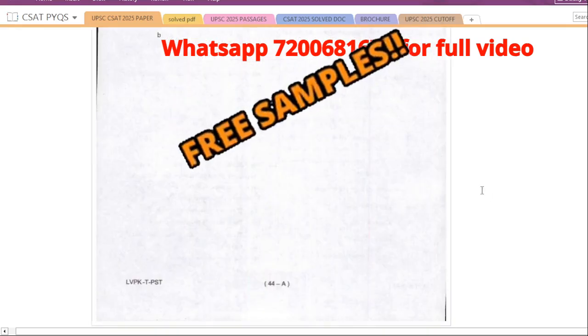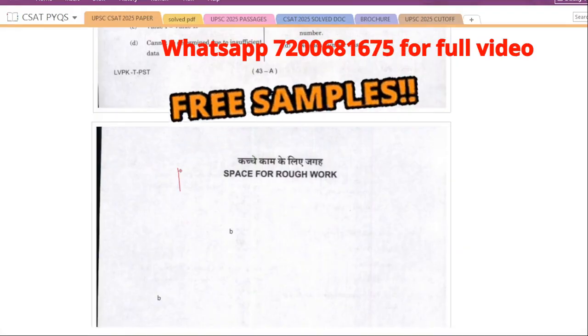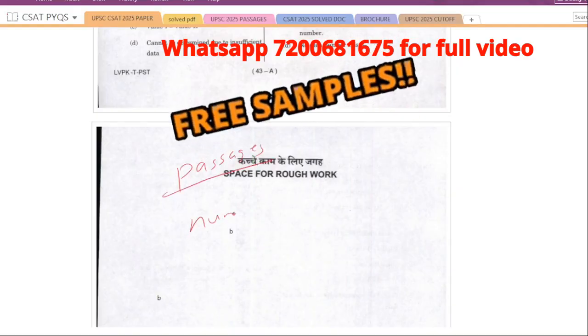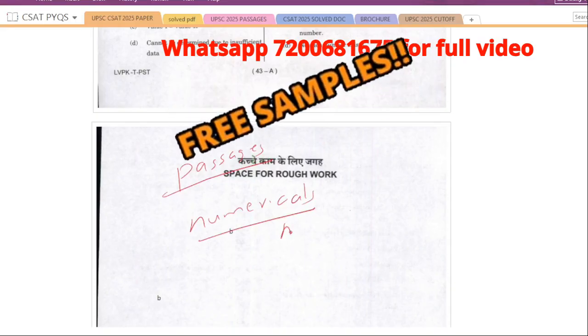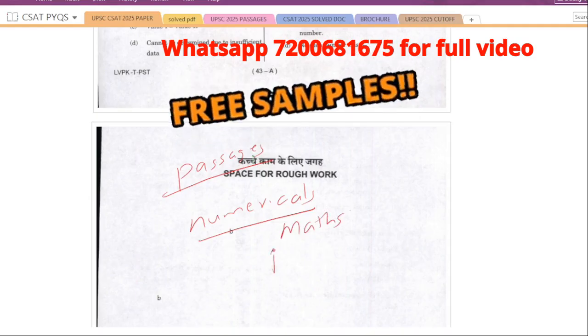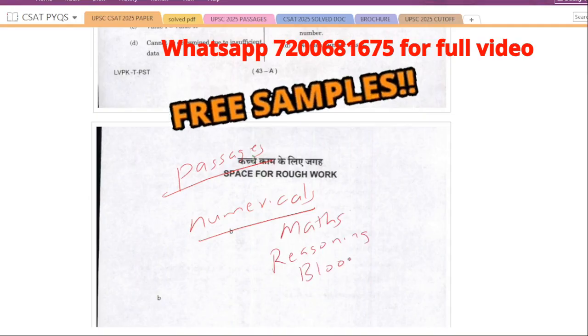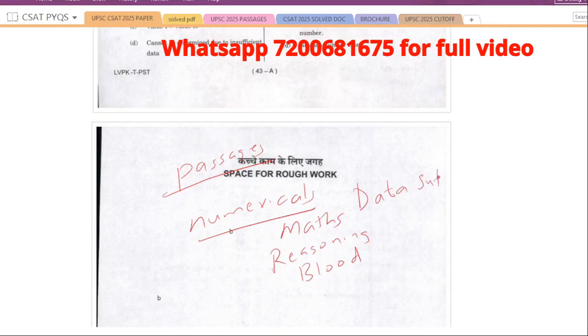Okay, so if you are doing it in that order, first you are doing passages and then you are doing numericals, which can include the maths questions, reasoning questions, blood relation questions, or data sufficiency. These are the different types of questions which come in the numerical part, which is the non-passage part.